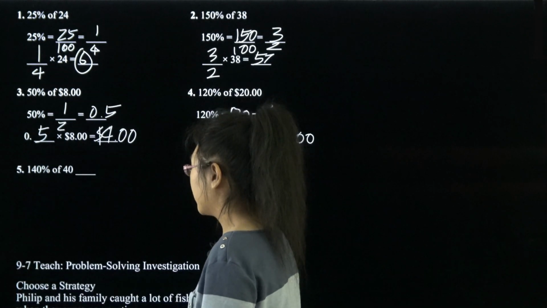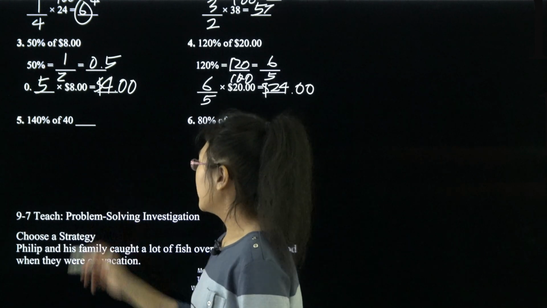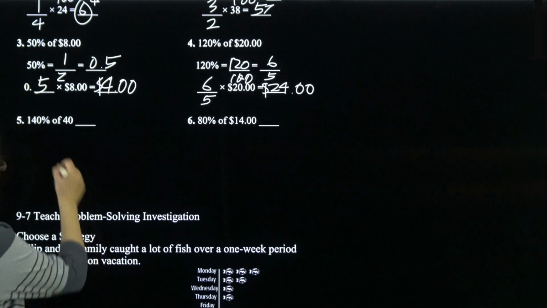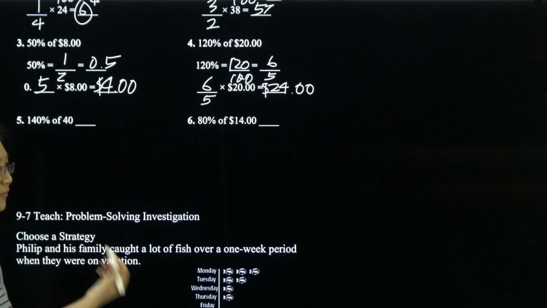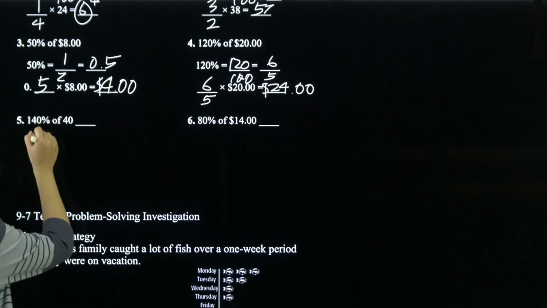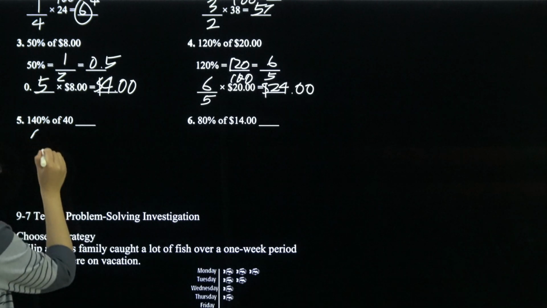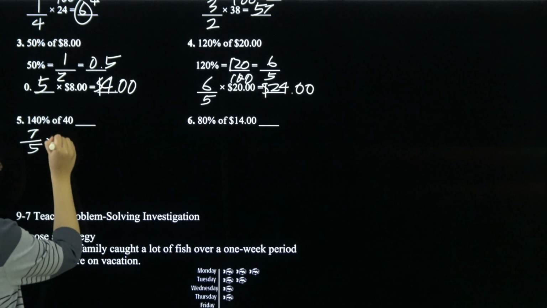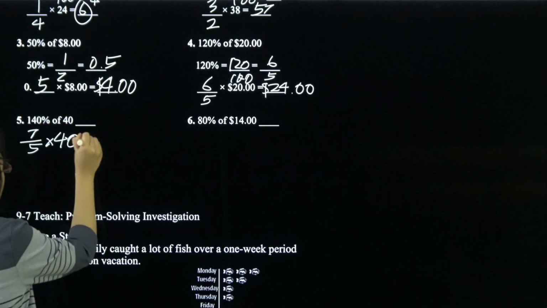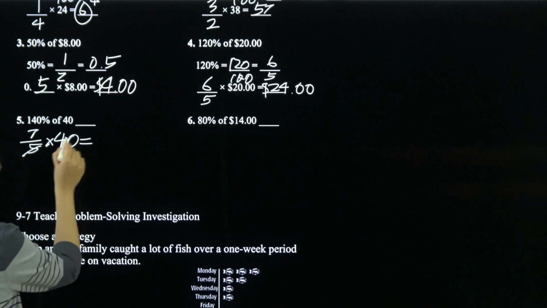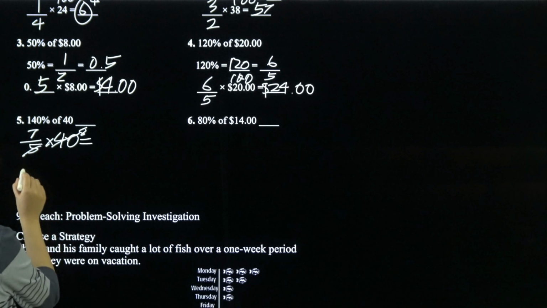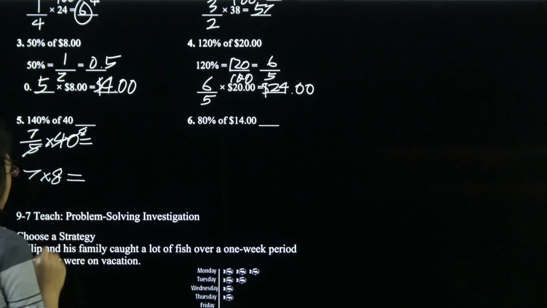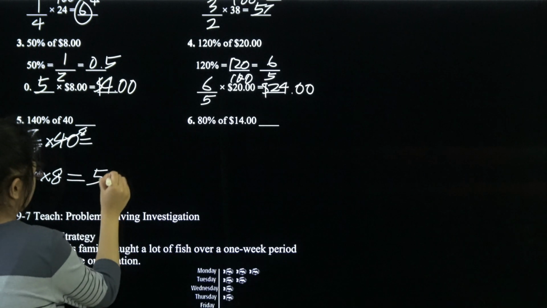So our last two questions of this section, they don't give us a format. So 140% of 40. 140% is 140 over 100. And that is 7 over 5 times 40, which is equal to 7 times 8, which equals 56.